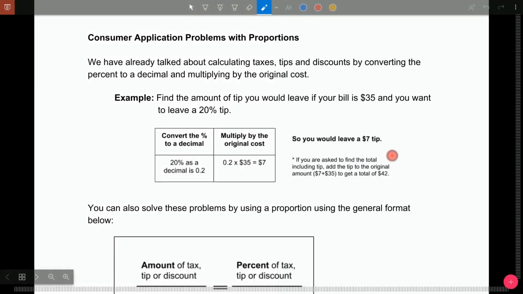If we're asked to find the total including the tip, we then have to add the original amount back in to get a total of $42. You will not always be asked for that, but pay attention because sometimes you will need an extra step in adding that original cost back in.